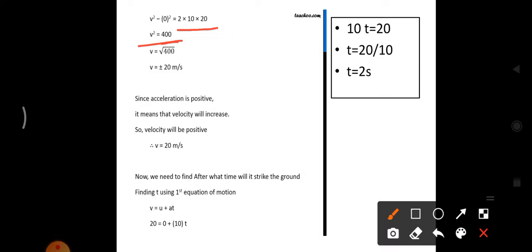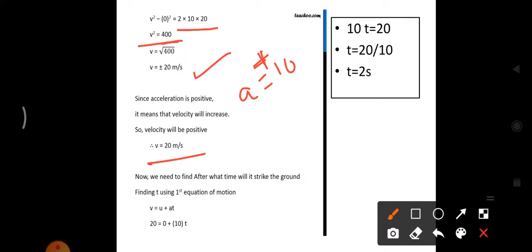v squared equal to 400, v equal to root 400. When we take the root of 400, we get 20. So v equal to plus or minus 20 meter per second. Since the acceleration is plus 10, positive, it means that the velocity will increase. So the velocity will also be positive. Here we took plus or minus 20 meter per second, but we take only the positive value because the acceleration is positive.